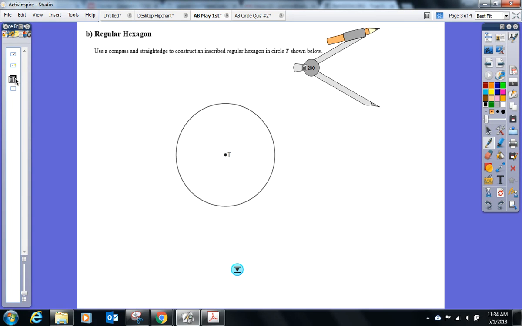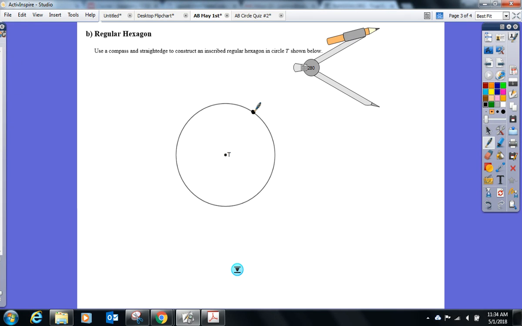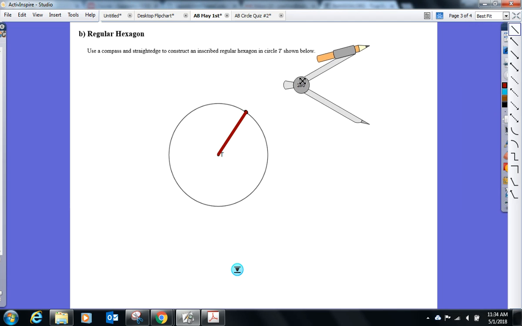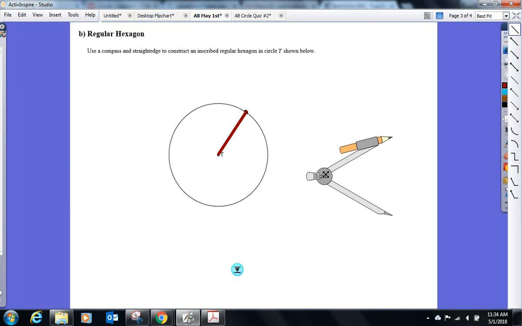Draw on a radii. Go ahead. Pick a point on the circle right now. This is how we're going to get six congruent arcs. How many radii fit around the circle? Six, and a little more, right? So can you get me six congruent arcs? If six of these fit around the circle, you can get me six congruent arcs.